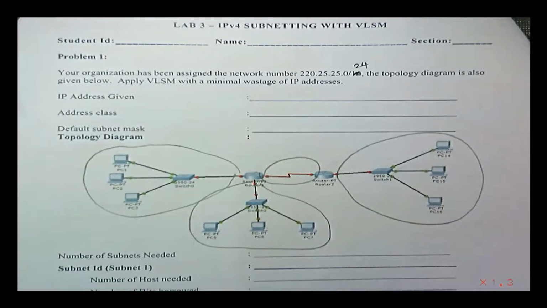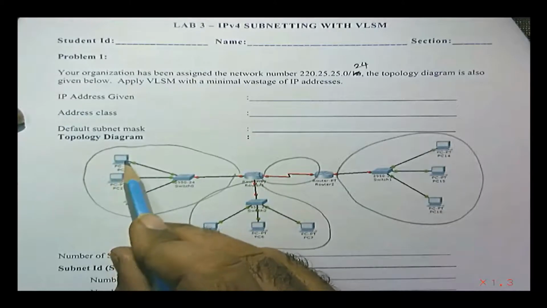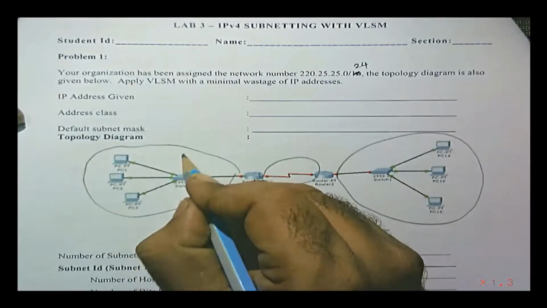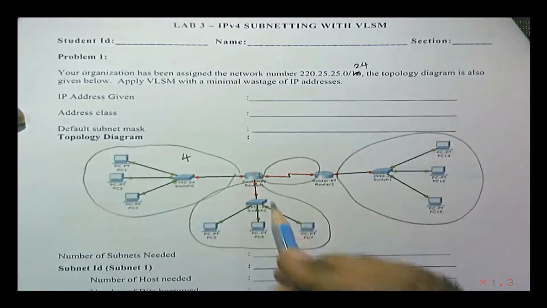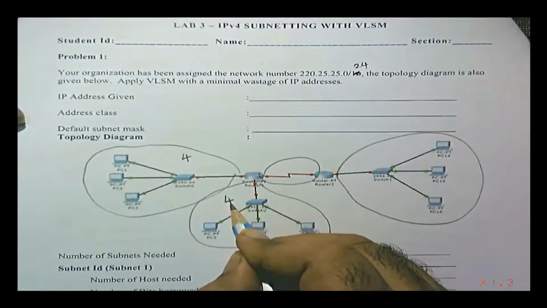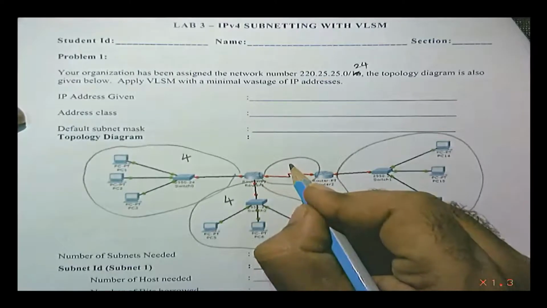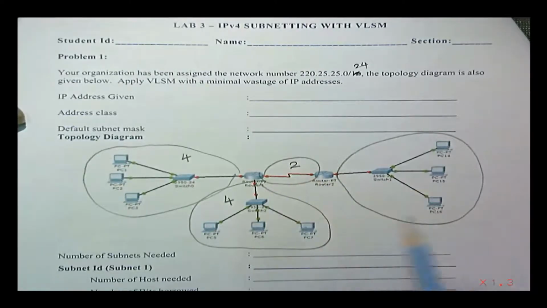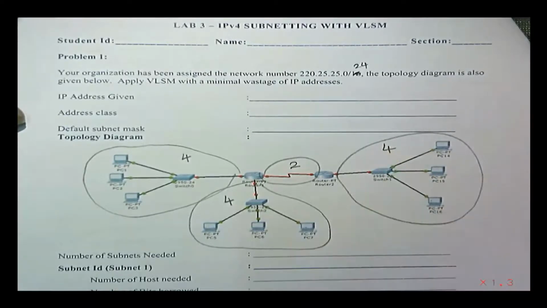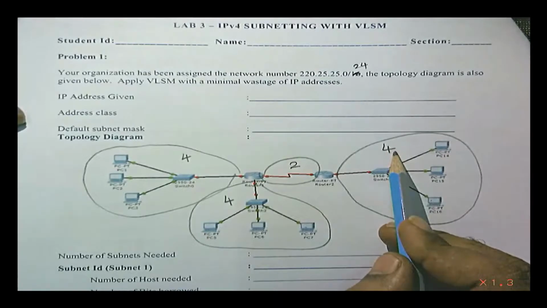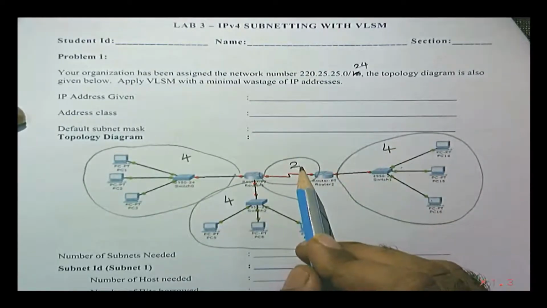Now, in each network, how many hosts are available? We have to find it. 1, 2, 3, 4. So there are 4 hosts available here, and here it is 1, 2, 3, 4. So we need 4 IP addresses here, and here we need 2 IP addresses. Then here 1, 2, 3, 4, so we need 4 IP addresses for this network. So 3 networks have an equal number of hosts: 4, 4, 4, and then this one has 2.